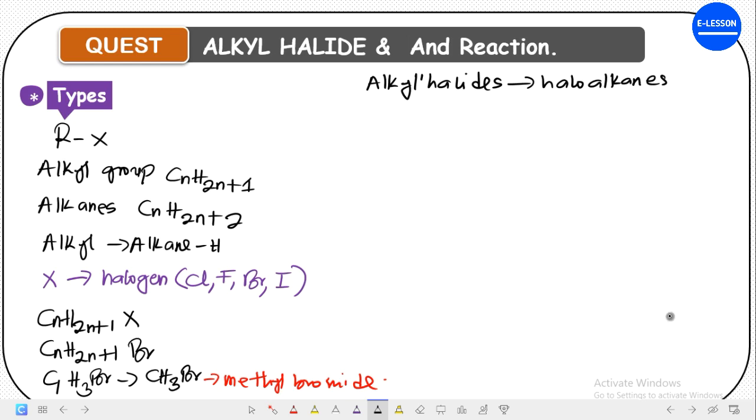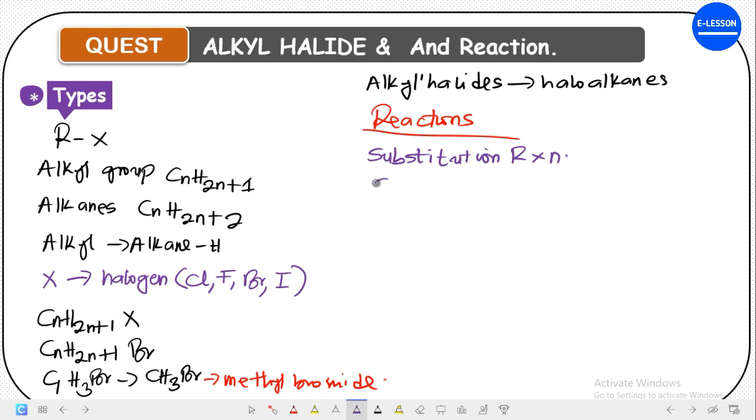Now, having looked at this, let's talk about the two kinds of reaction that the alkyl halides or the haloalkanes undergo. So we are going to write here: reactions. The two types of reaction they undergo are either substitution reaction or elimination reaction. Now the substitution reactions of alkyl halides can be further classified, so we are going to take the substitution now and further classify it.